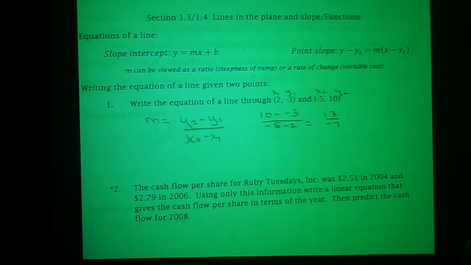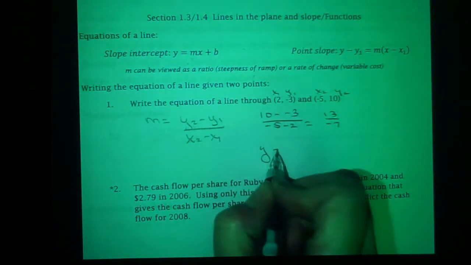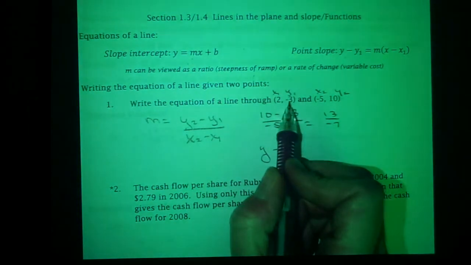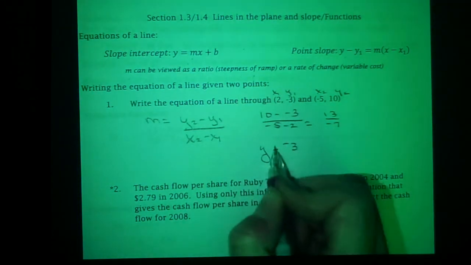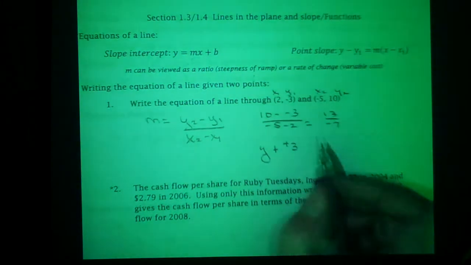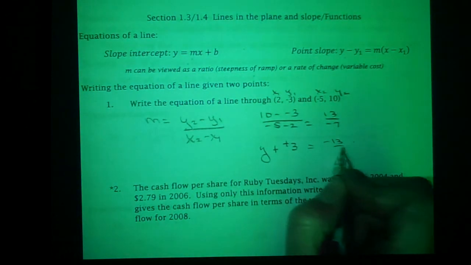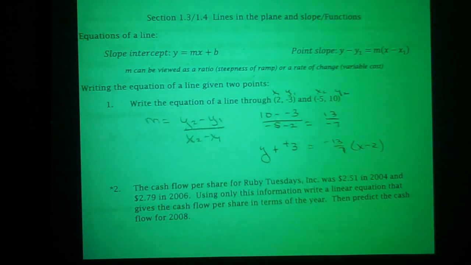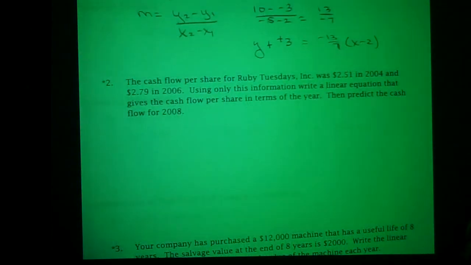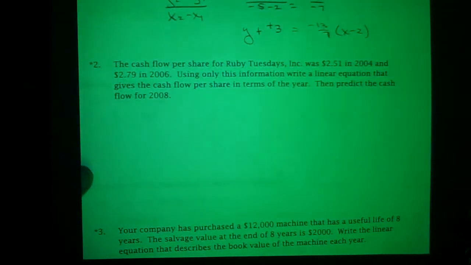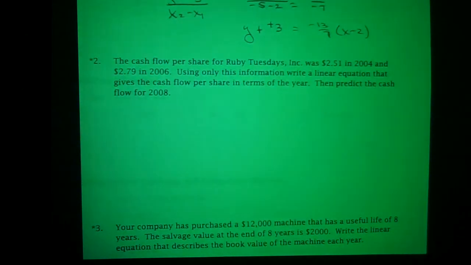And then to write the equation of the line, you can say y minus, I'll use the first point, negative 3, so we can change that to y plus 3, equals negative 13 sevenths times x minus 2. And you could distribute and move the 3 to the other side if you want, or you could stop right there. But you're not going to see a problem like that in calculus. It's going to be more of a question of finding a word problem and using it to come up with the equation of your line.